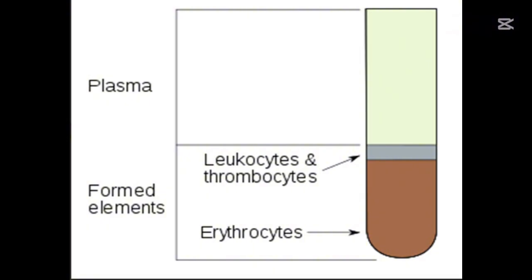So the plasma component is about 50 to 55%, while the red blood cell below is about 40 to 45%, while the middle shares about 1 to 5%. So that's how you get the hematocrit value. To determine the red blood cell component alone, we call it the packed cell volume.